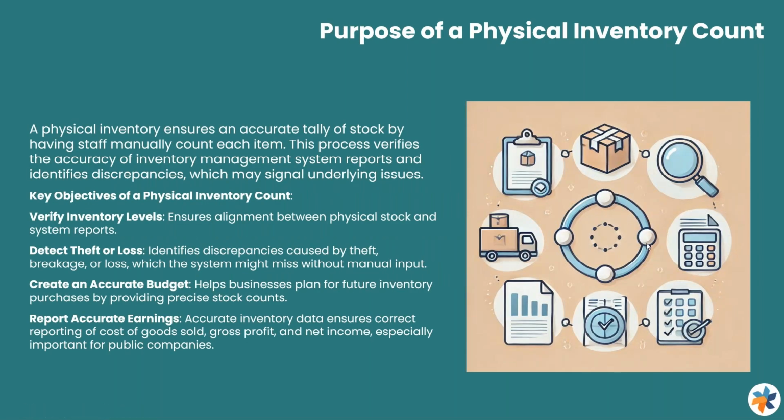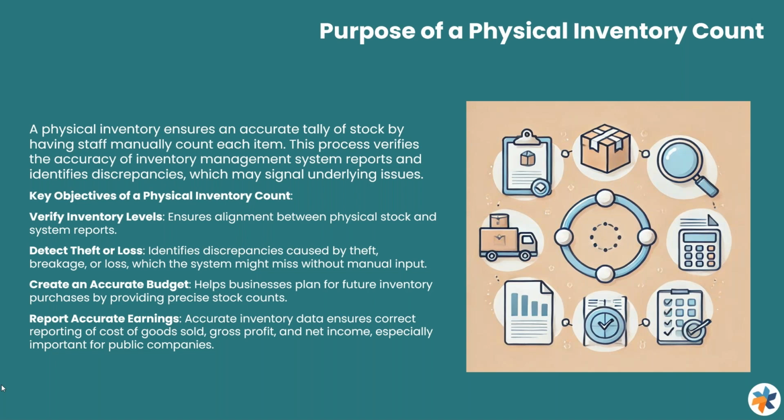So the purpose of the physical inventory count is so that you can ensure that you are accurately tallying your stock, having staff manually count each item. This process verifies the accuracy of your inventory management system and identifies discrepancies, which may signal underlying issues. Some key objectives of a physical inventory count are to verify your inventory levels. This ensures that the alignment between your physical stock and your system is accurate.